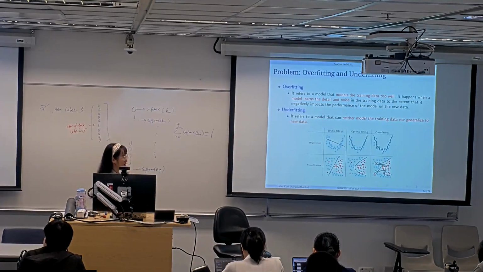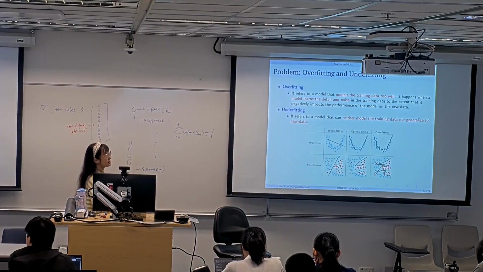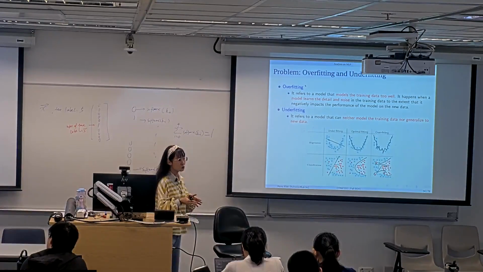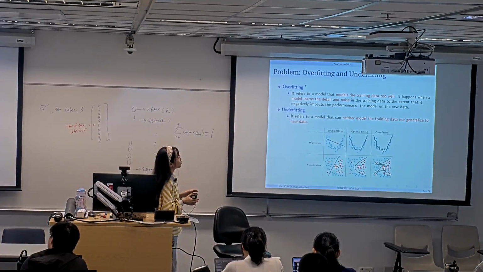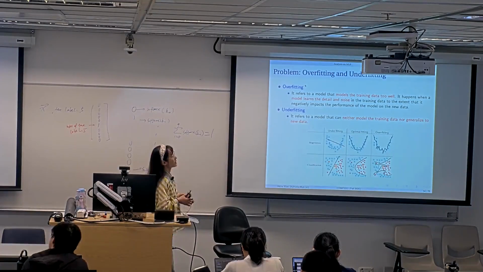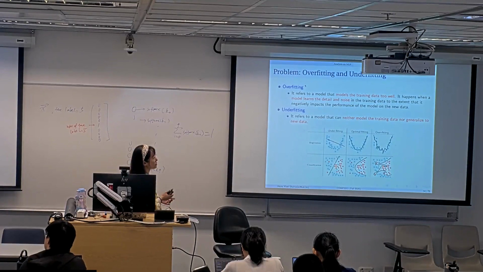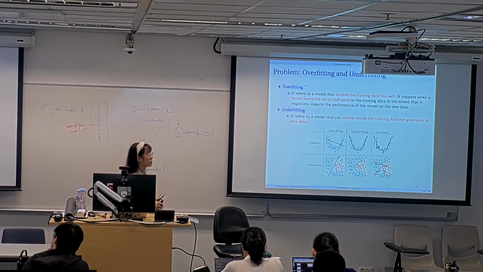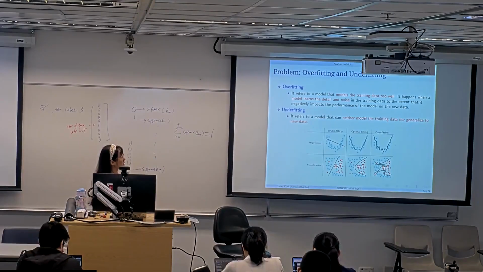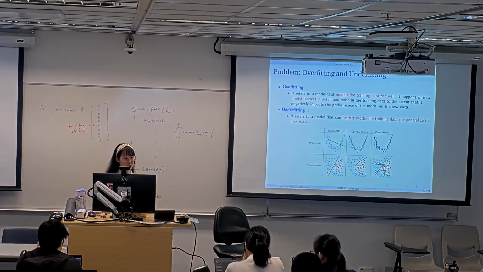Another problem, quite common, overfitting. So overfitting refers to a model that models the training data too well. It happens when a model learns the details and even noise in the training data to the extent that it negatively impacts the performance of the model on the new data. It's too good on training, but cannot do anything on the testing on the new data. And underfitting refers to a model that can neither model the training data nor generalize to new data. Basically, this is a bad model, a failure model.